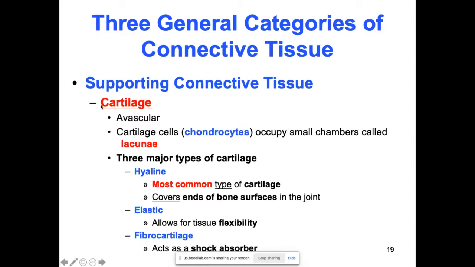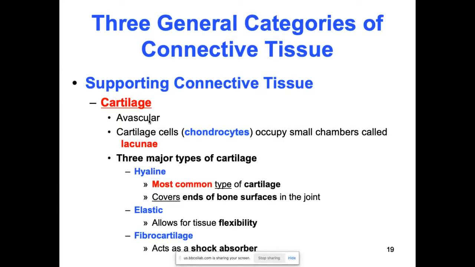For supporting connective tissue, we have to talk about cartilage and bone. And cartilage is avascular, right? Vascular means blood vessel, a means without. So avascular is no blood supply or poor blood supply. Muscles have a good blood supply. Tendons have a pretty good blood supply. Ligaments a little bit less.